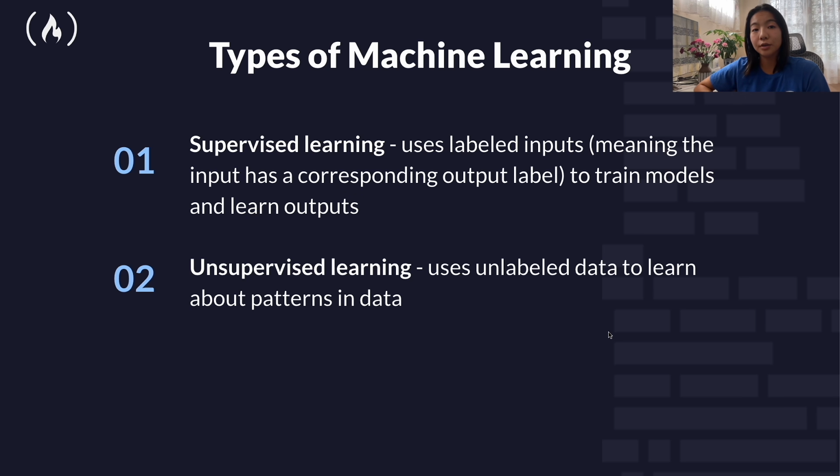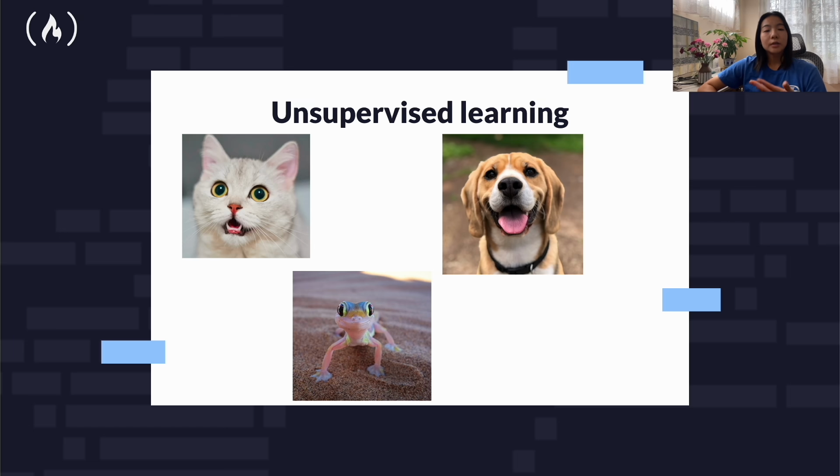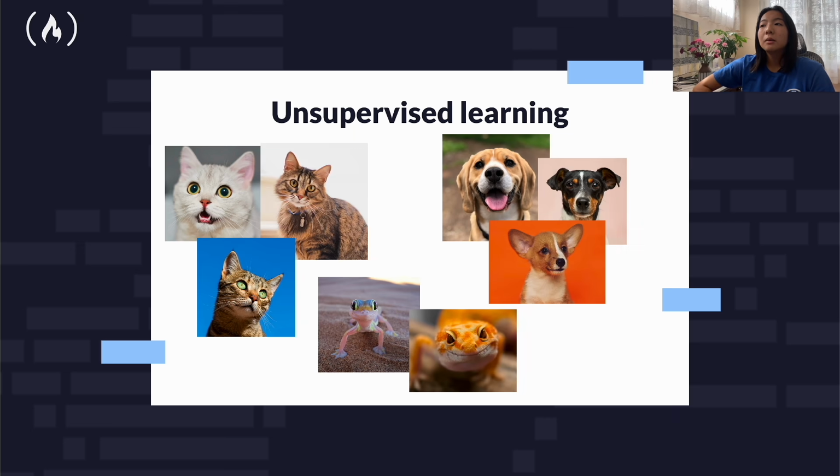Now there's also unsupervised learning. In unsupervised learning, we use unlabeled data to learn about patterns in the data. So here are my input data points. Again, they're just images, they're just pixels. Let's say I have a bunch of these different pictures.